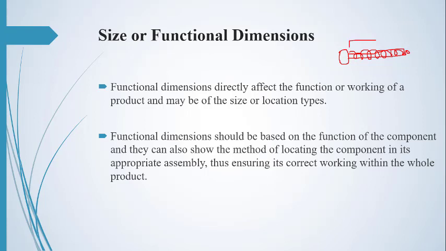So this part is a functional dimension. The dimension used for this purpose is known as a functional dimension or size dimension. Functional dimensions should be based on the function of the component, and they can also show the method of locating the component and its appropriate assembly, thus ensuring its correct working within the whole product. As I have told here, the screw can be used for tightening any two objects, any two parts. So here this is known as a functional dimension or size dimension.